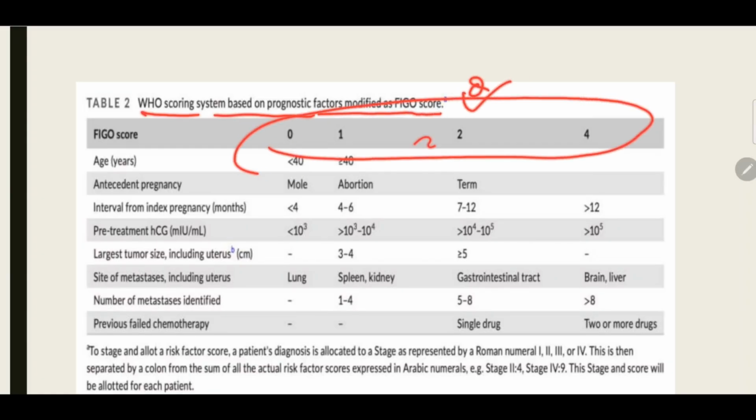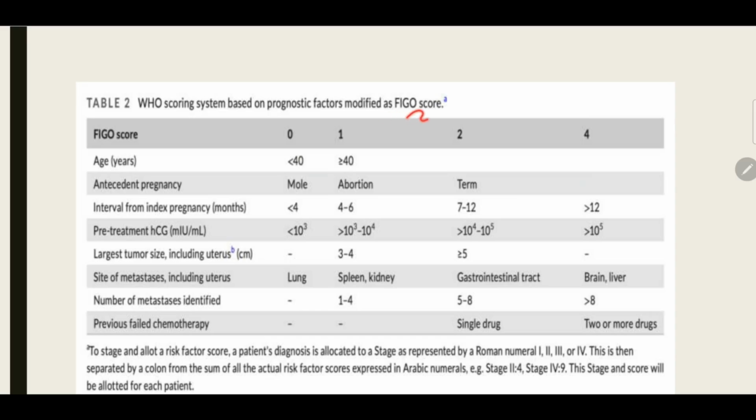This uses Arabic numerals. Certain points you have to check for assessment of a FIGO score, like age group of the patient. If the patient age is less than 40, then give 0 score. If equal to or more than 40, then give score 1. Antecedent pregnancy. Before the GTN, what was the pregnancy? If it was mole, then 0 score. If it was abortion that led to GTN, then score 1. If it was term pregnancy, then score 2 is given. Interval from index pregnancy in months, that is from the pregnancy to the development of GTN. Less than 4 months, then 0. 4 to 6 months, score 1. 7 to 12 months, 2.